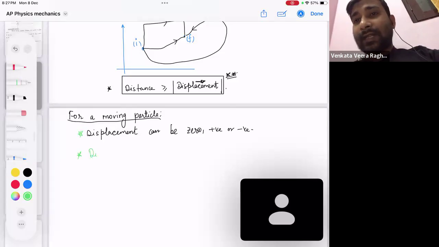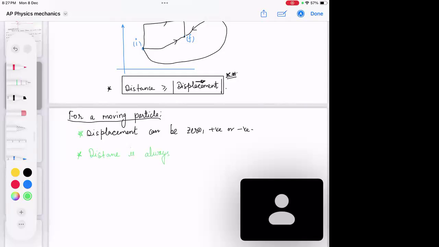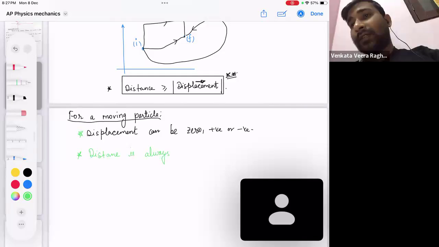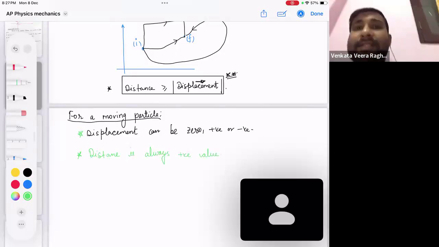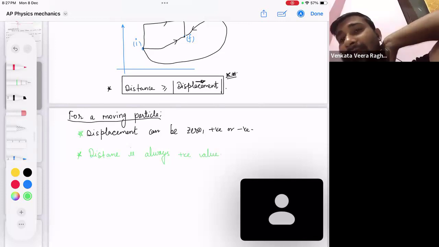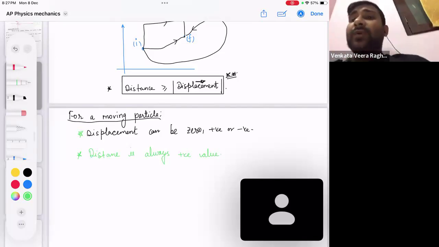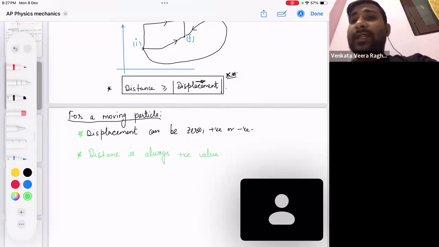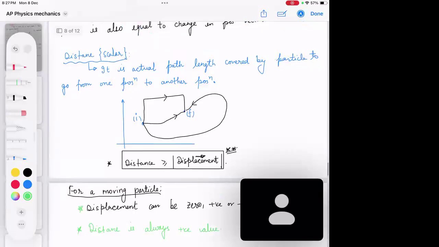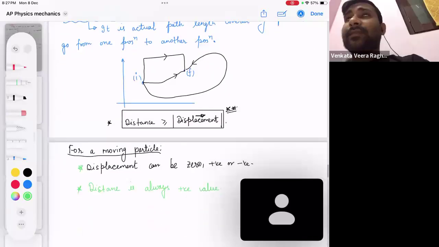For a moving particle, can I say distance is always positive? Understood? So if a particle has traveled for some time, then its distance is always going to be positive. It can never become zero. It can never become negative. Is that clear?